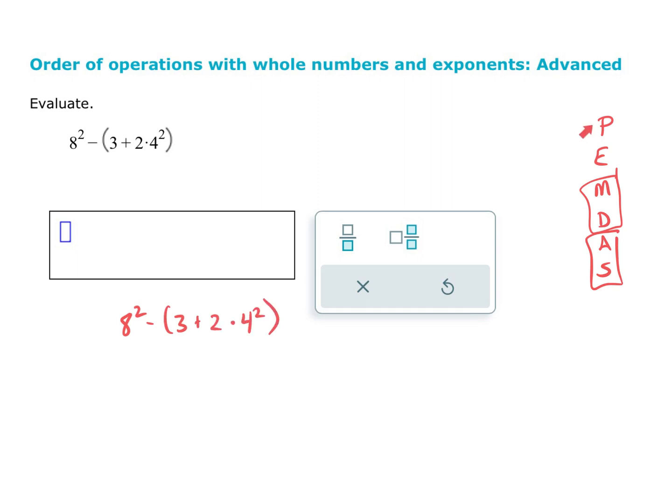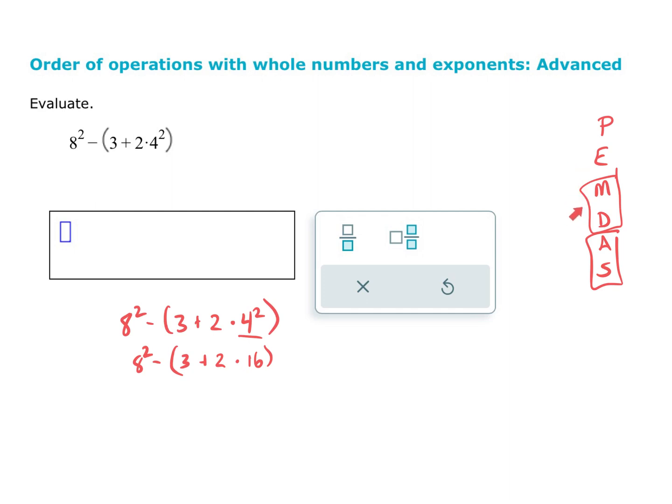We will start out with parentheses, and once we get inside the parentheses, we follow the order of operations again. So we look for more parentheses. There are not nested parentheses, so we're going to go to exponents. We do see exponents right here. 4 squared means 4 times 4. I'm going to rewrite that, then go ahead and put everything else back exactly as it was and continue within the parentheses. I don't see any more exponents.